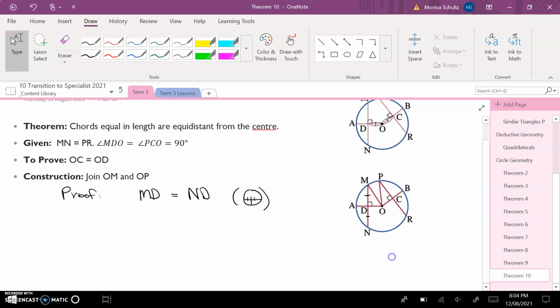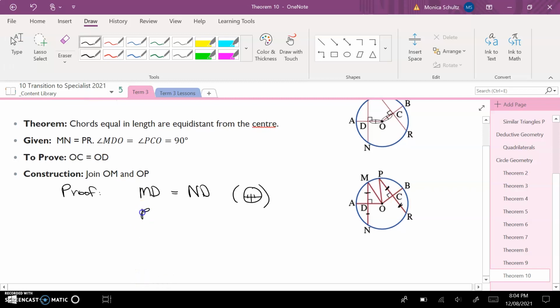We also know that by the same logic this and this are equal. So PC is equal to RC. Same theorem. And if that's true, and we know that MN is equal to PR, therefore MD is equal to PC. And that helps us with these two congruent triangles.